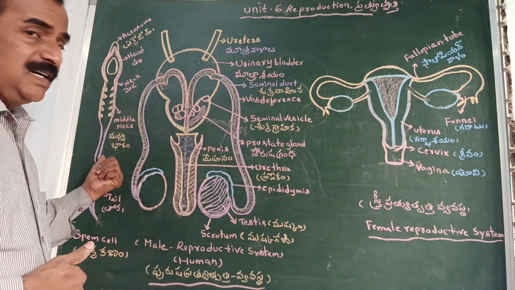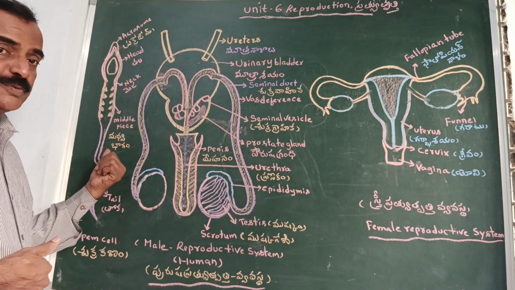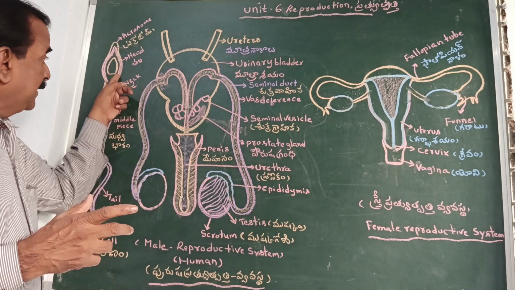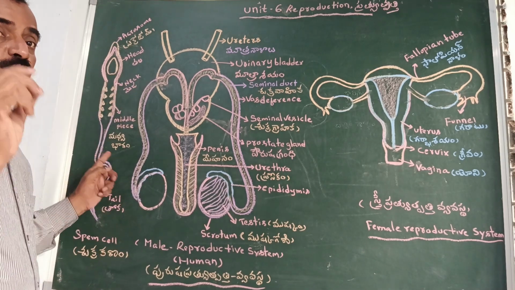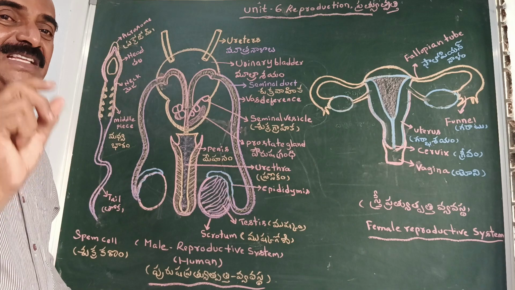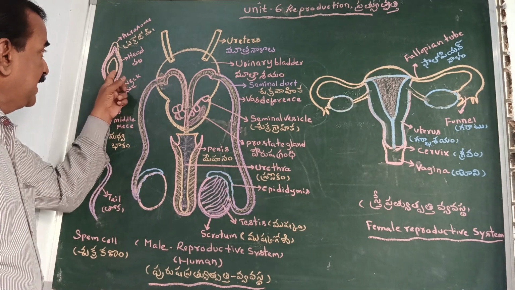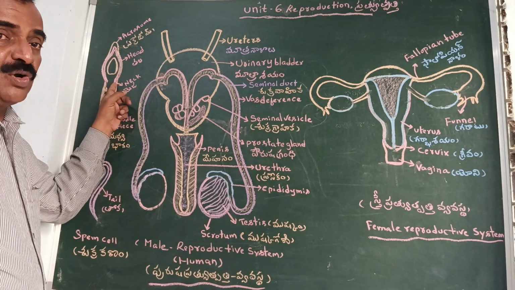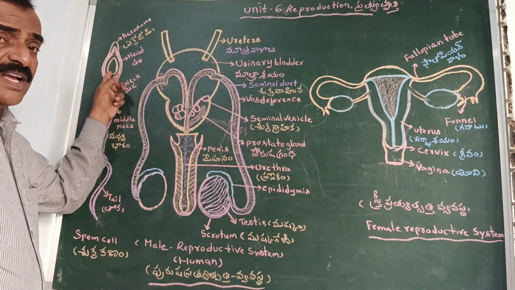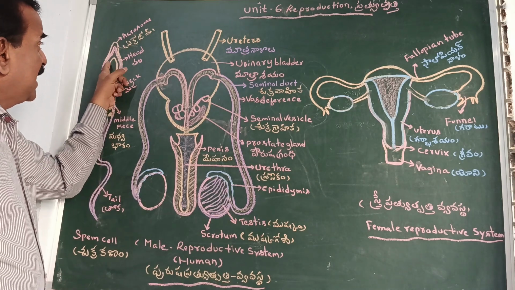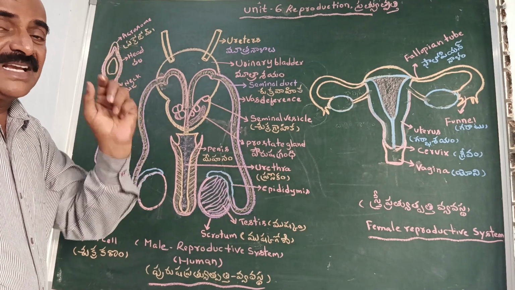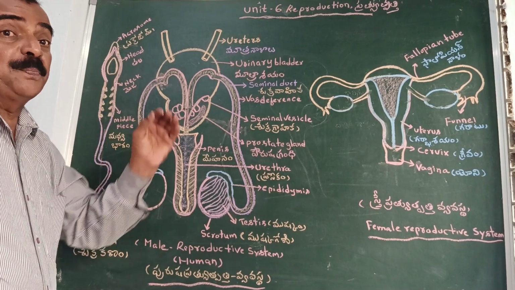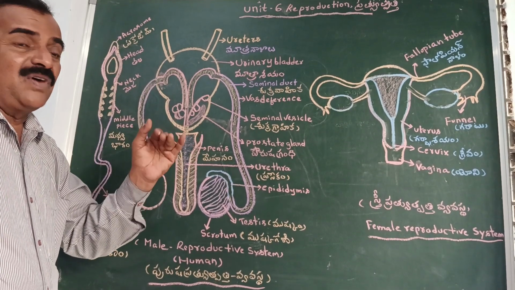And this is the structure of the sperm cell. A sperm cell consists of three main parts: head, middle piece, and tail. The head and middle piece are connected by a small neck. The head consists of a haploid nucleus. Above the head we can see a sac-like structure called the acrosome, and that acrosome is useful to penetrate the ovum at the time of fertilization.